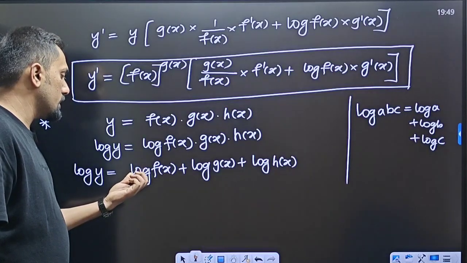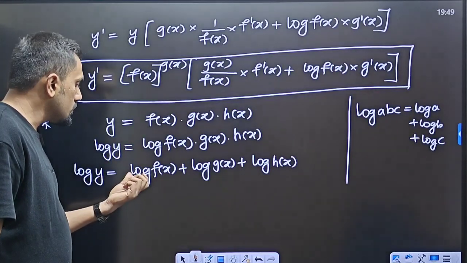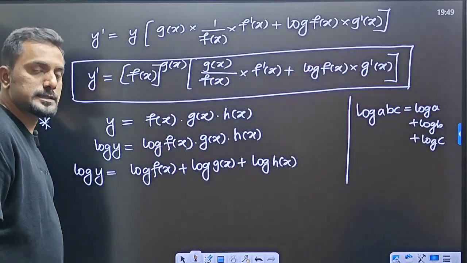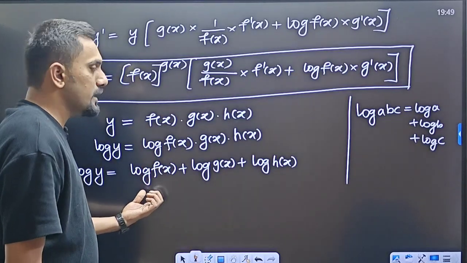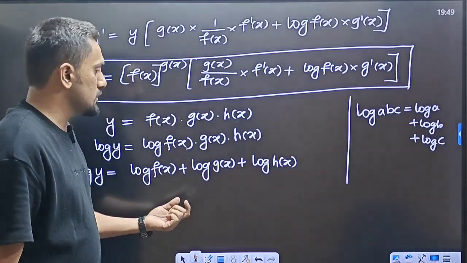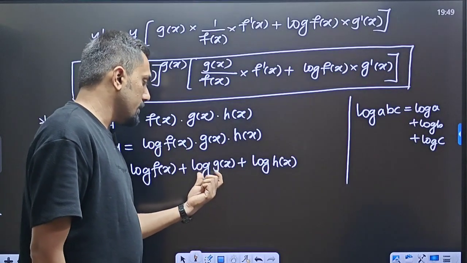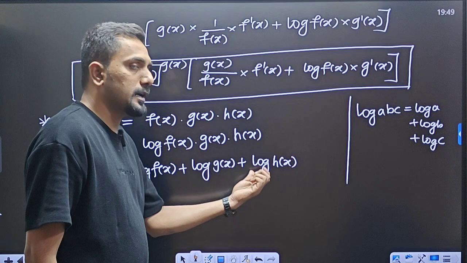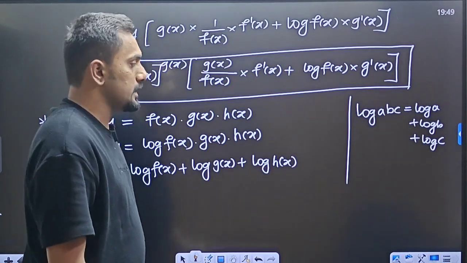We know how to find the derivative of log of f of x by using the chain rule, and this becomes 1 divided by f of x into f dash of x. This becomes 1 divided by g of x multiplied by g dash of x. This becomes 1 divided by h of x into h dash of x.